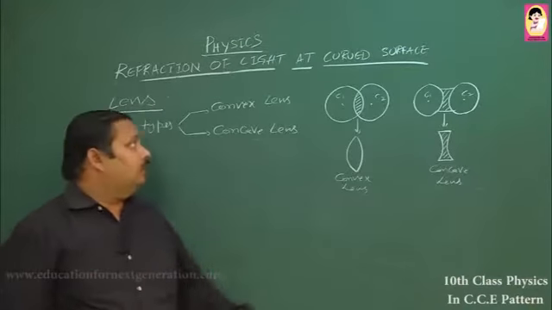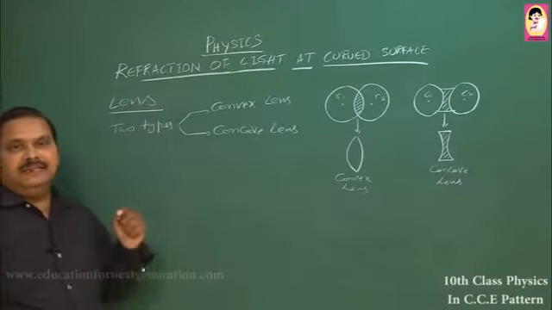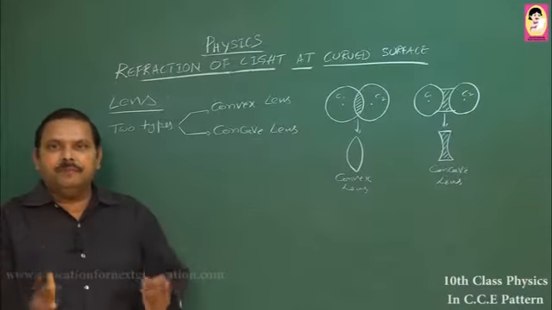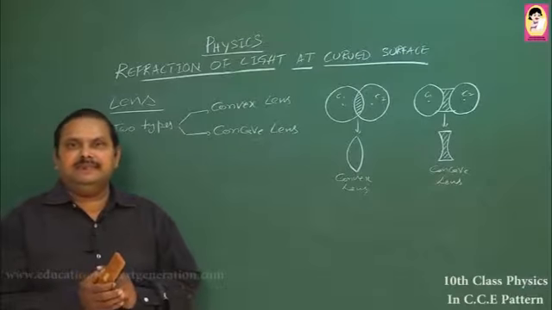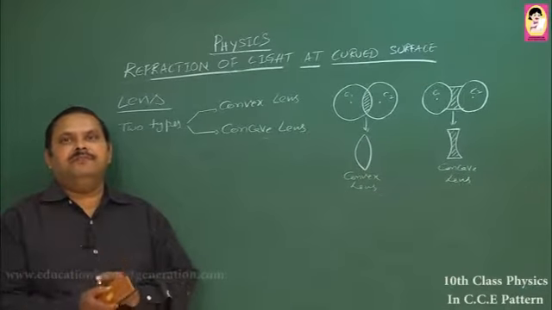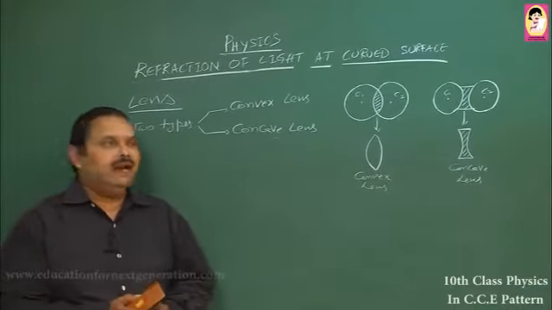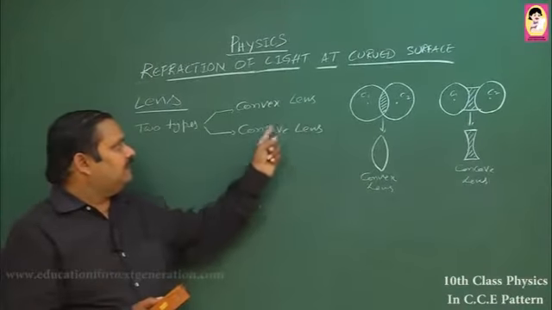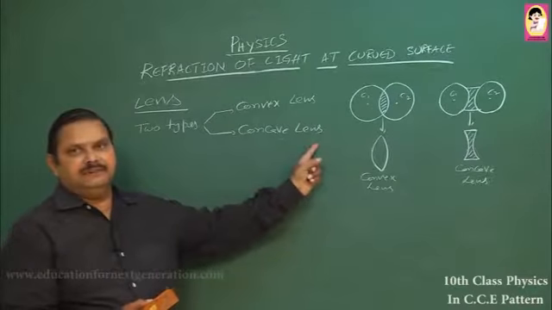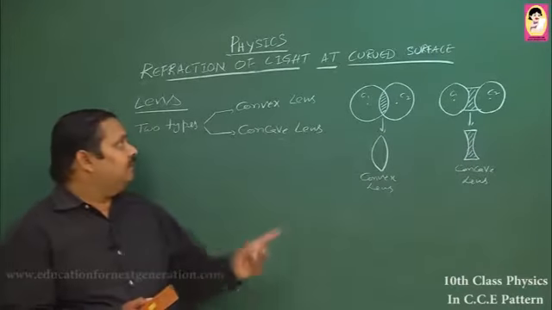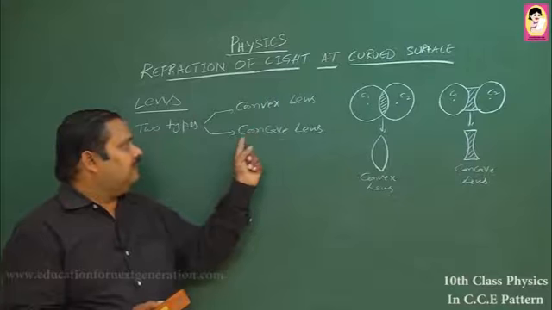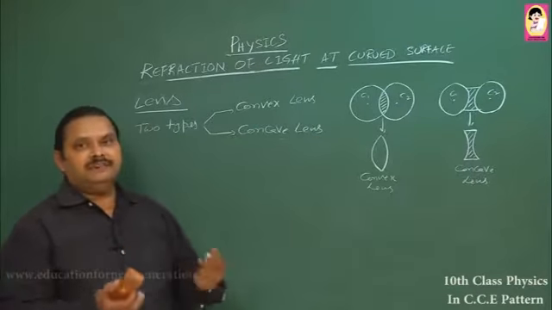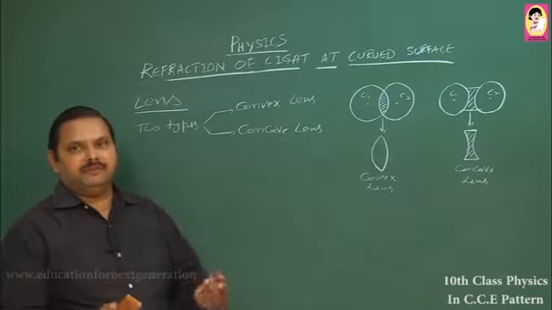Let us see what we mean by lens. Lens is a transparent medium with spherical boundaries, and we have two types of lenses. One is the convex lens, the second is the concave lens. Let us see how a convex lens is formed and how a concave lens is formed.